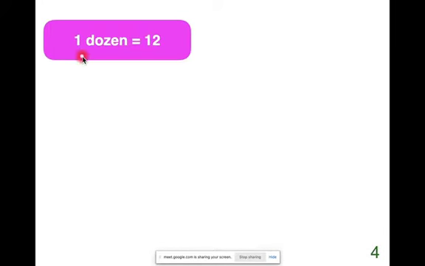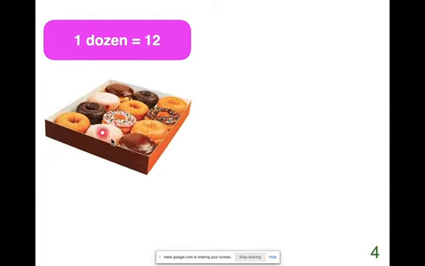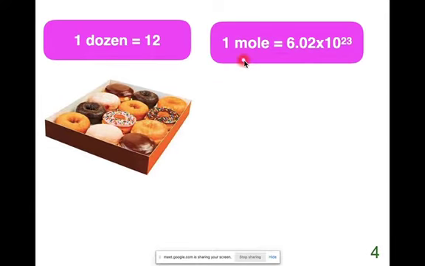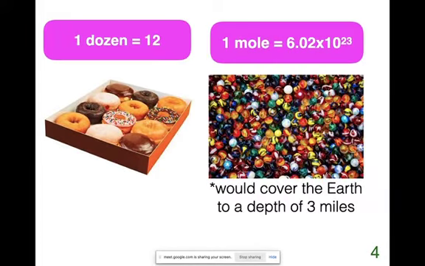Just in the same way as a dozen means 12, so if I had a dozen donuts, it'd be 12 donuts. That's exactly the same thing a mole means, except the number is different. The number is 6.02 times 10 to the 23rd. That is an enormous number. It's beyond our ability to comprehend how huge that number is. So I'll give you an example. If you had a mole of marbles, it would cover the Earth to the depth of 3 miles. Just a crazy large number.